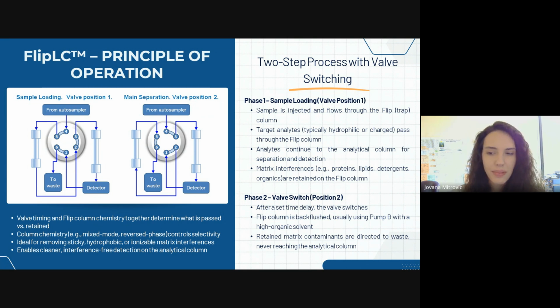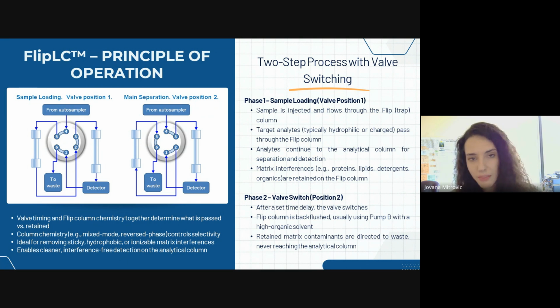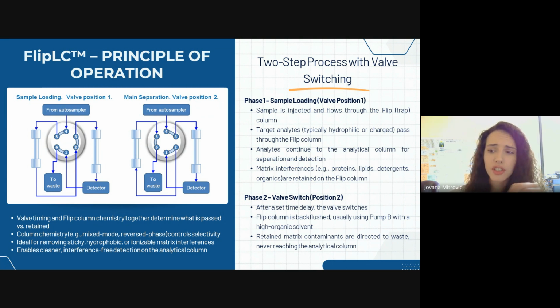This backflush step prevents fouling and buildup on the flip column, ensuring that matrix interferences never reach the analytical column. When we initially inject the sample, most of the matrix contaminants get trapped right at the front of the flip column. Because of this, when we switch the flow to backward during backflush, it becomes much easier to remove these interferences effectively. They rarely reach the end of the flip column, which greatly reduces the chance that they will ever enter our analytical column.